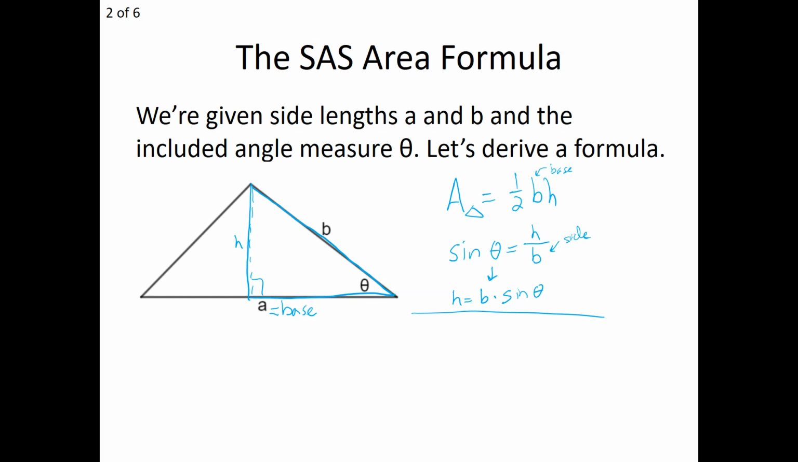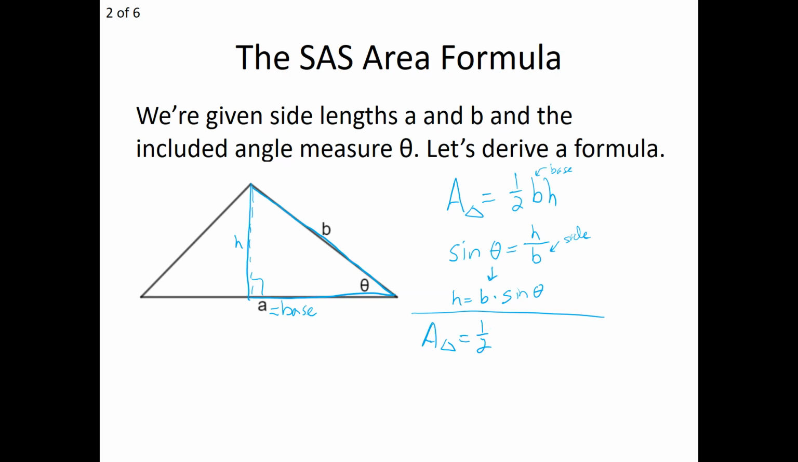So we're going to replace the value of the base with the respective variable A, and what we then get is a new form of the area of a triangle. This new form is going to be in terms of the two sides and the included angle it's given. And it looks like this.